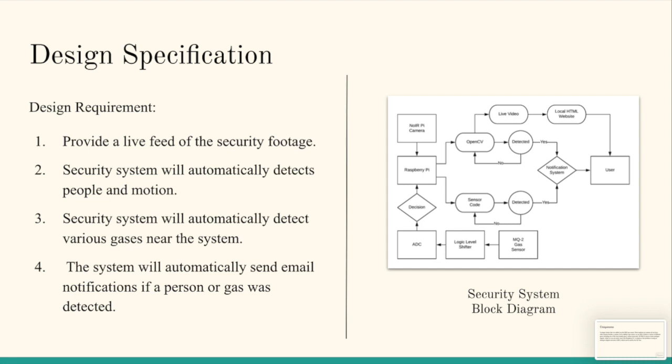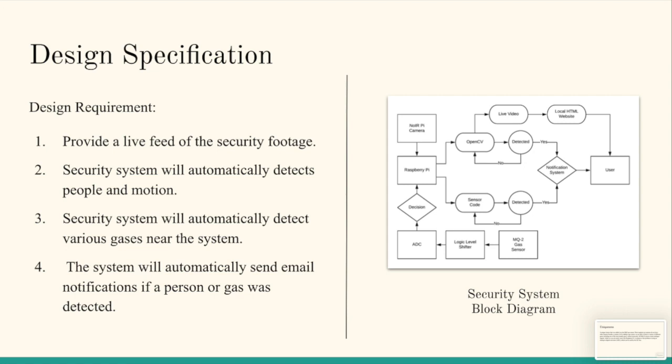For the design specifications, we set out a few design requirements that we wanted to make sure our security system would follow through functionality. Some of those requirements are to detect people, motion, and various gases like LPG, smoke, methane, and carbon dioxide. And if any of these were detected, we would be able to relay this information to the user's email.